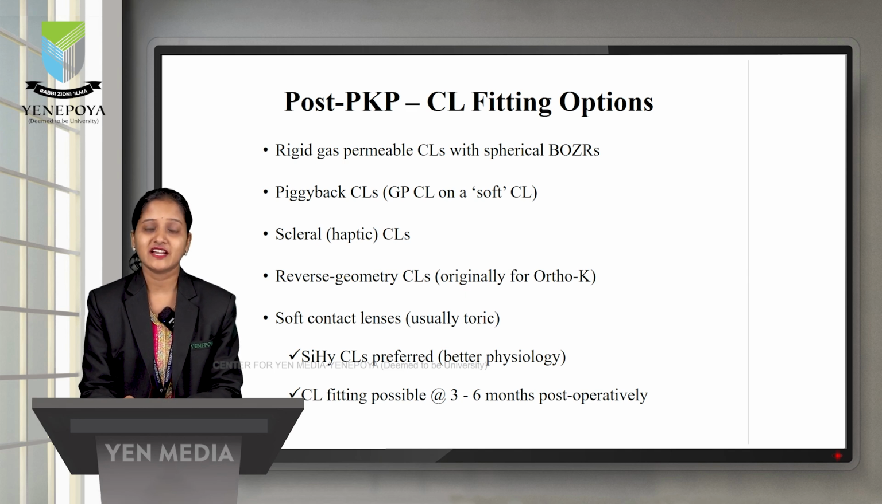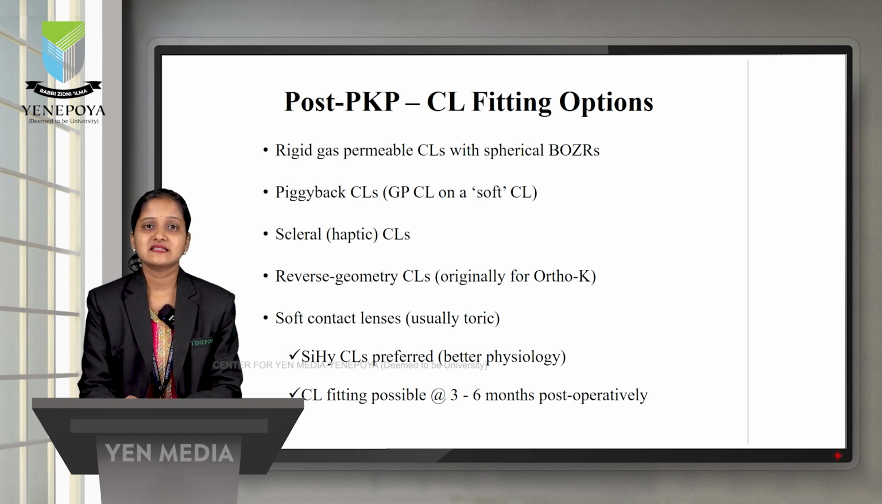Then we have scleral contact lenses, because the sutures can extend up to the scleral region. Scleral contact lenses are large diameter lenses which provide optimum visual acuity. Then reverse geometry contact lenses: if the resulting astigmatism is highly myopic in nature, the reverse geometry contact lenses can be of great help.